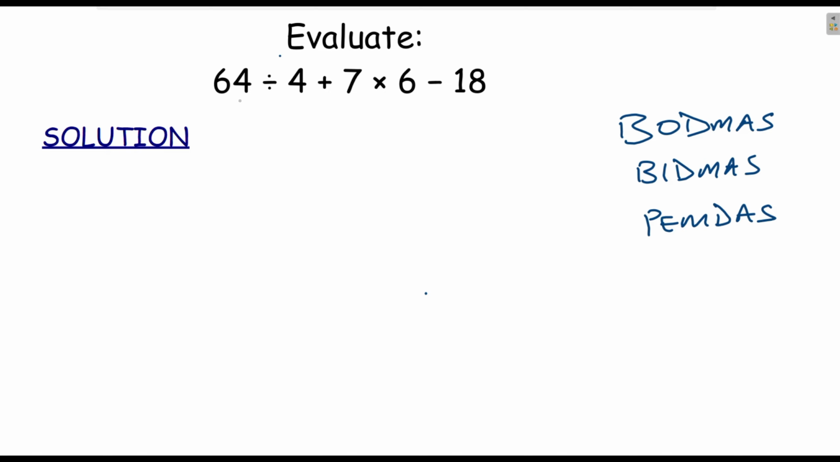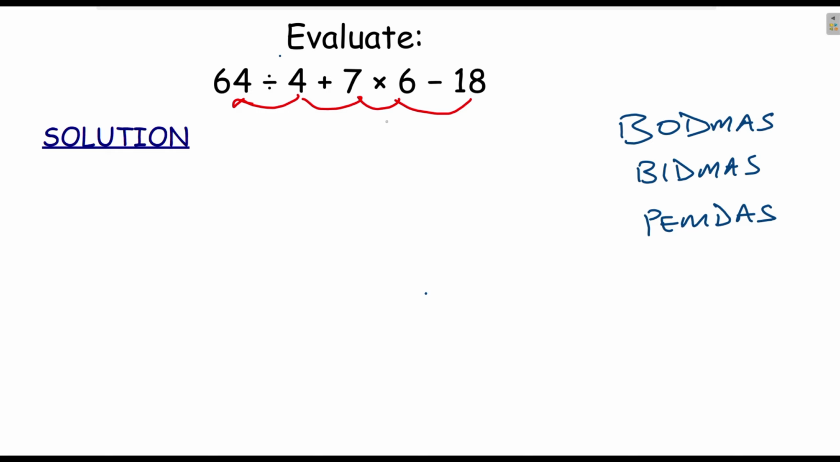We have 64 divided by 4 plus 7 multiplied by 6 minus 18. What do I do first? And the whole purpose of BODMAS is so that we have uniform answers across the world, so that when somebody who picks this question, say in Japan or probably in Singapore, anywhere in the world, in Iraq, wherever, they get the same exact answer as I would using BODMAS or BIDMAS or PEMDAS, whatever they want to use.